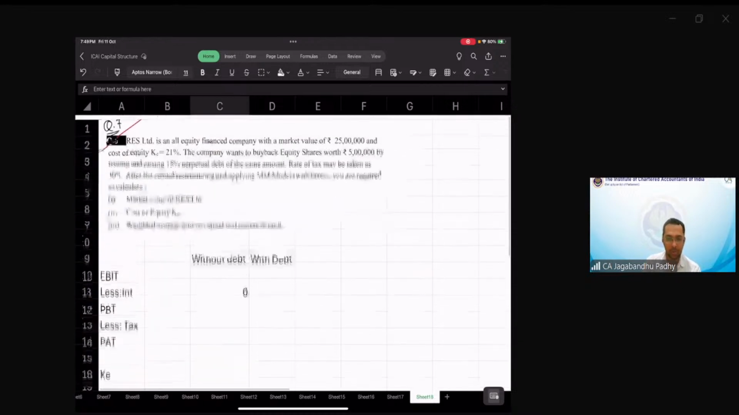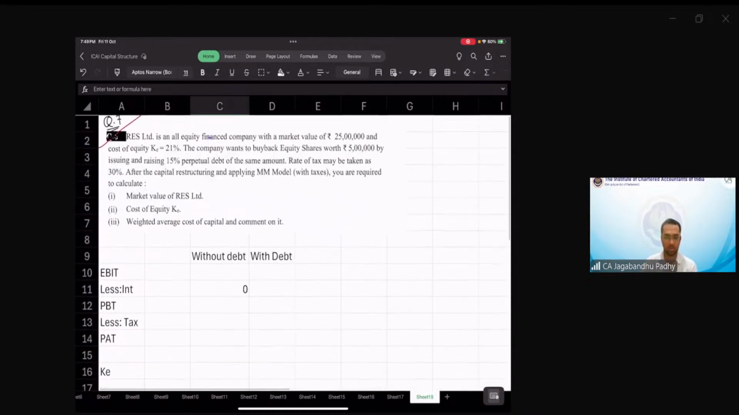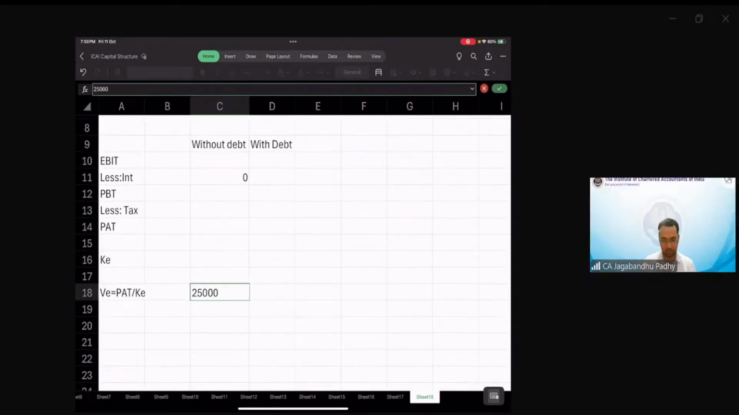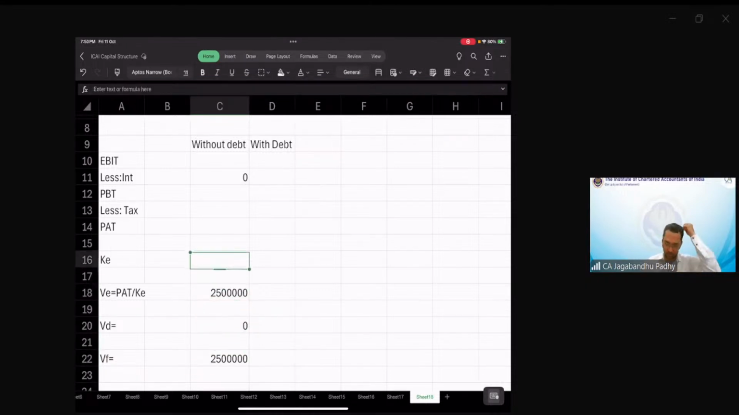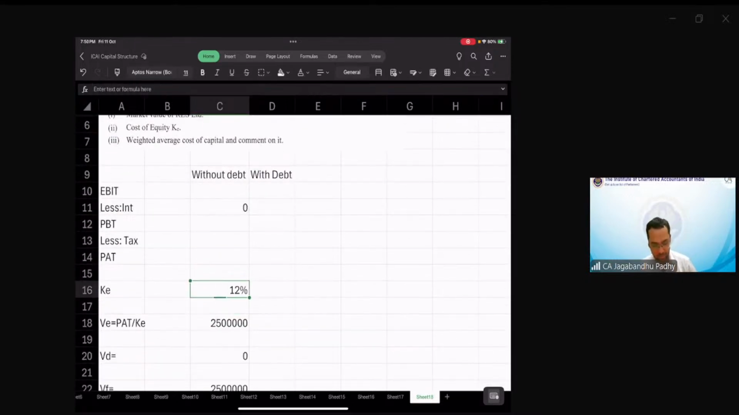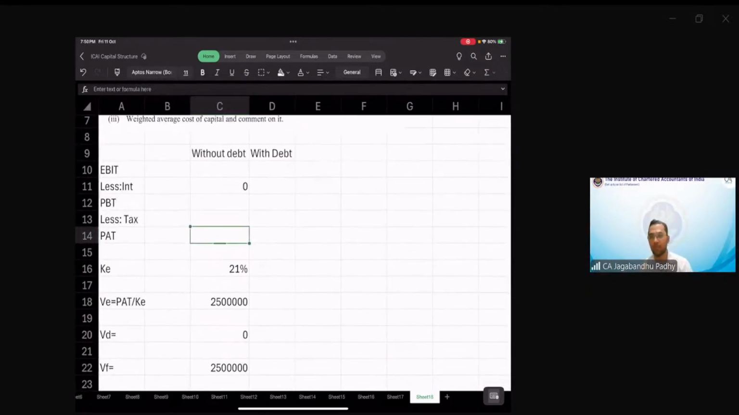We know the value of equity is, all equity finance company with a market value of 25 lakh. Value of debt is nil over here, and currently value of the firm is simply the addition of these two. Now, if the value of the firm is 25 lakh and your cost of equity is 21%, can we get the PAT? Can we get the PAT? Profit after tax.